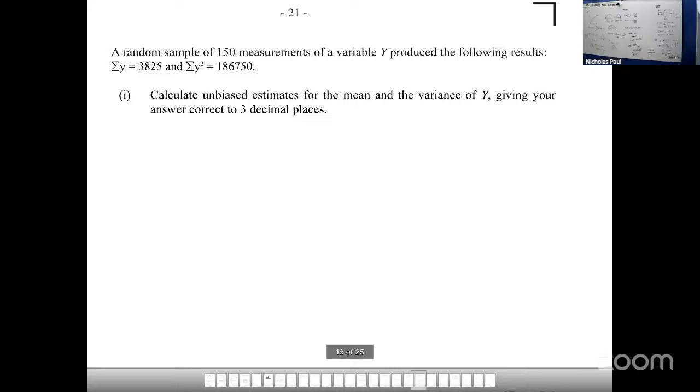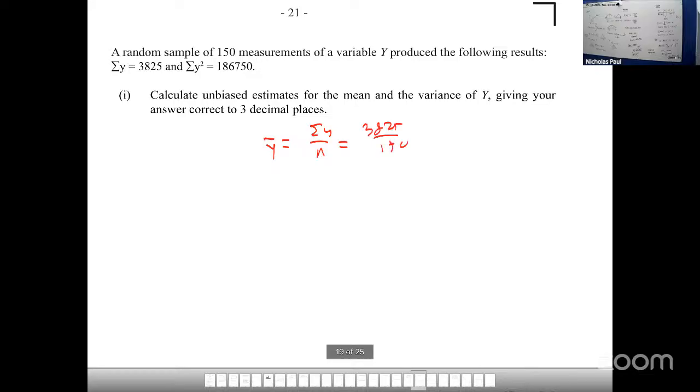Make sure you use the right formula. Look at what they give you. They give you the sum of y squared and the sum of y. So let me make sure you're using the right formula. You'll get y bar, which is the sum of y over n. So that's 3825 over 150.